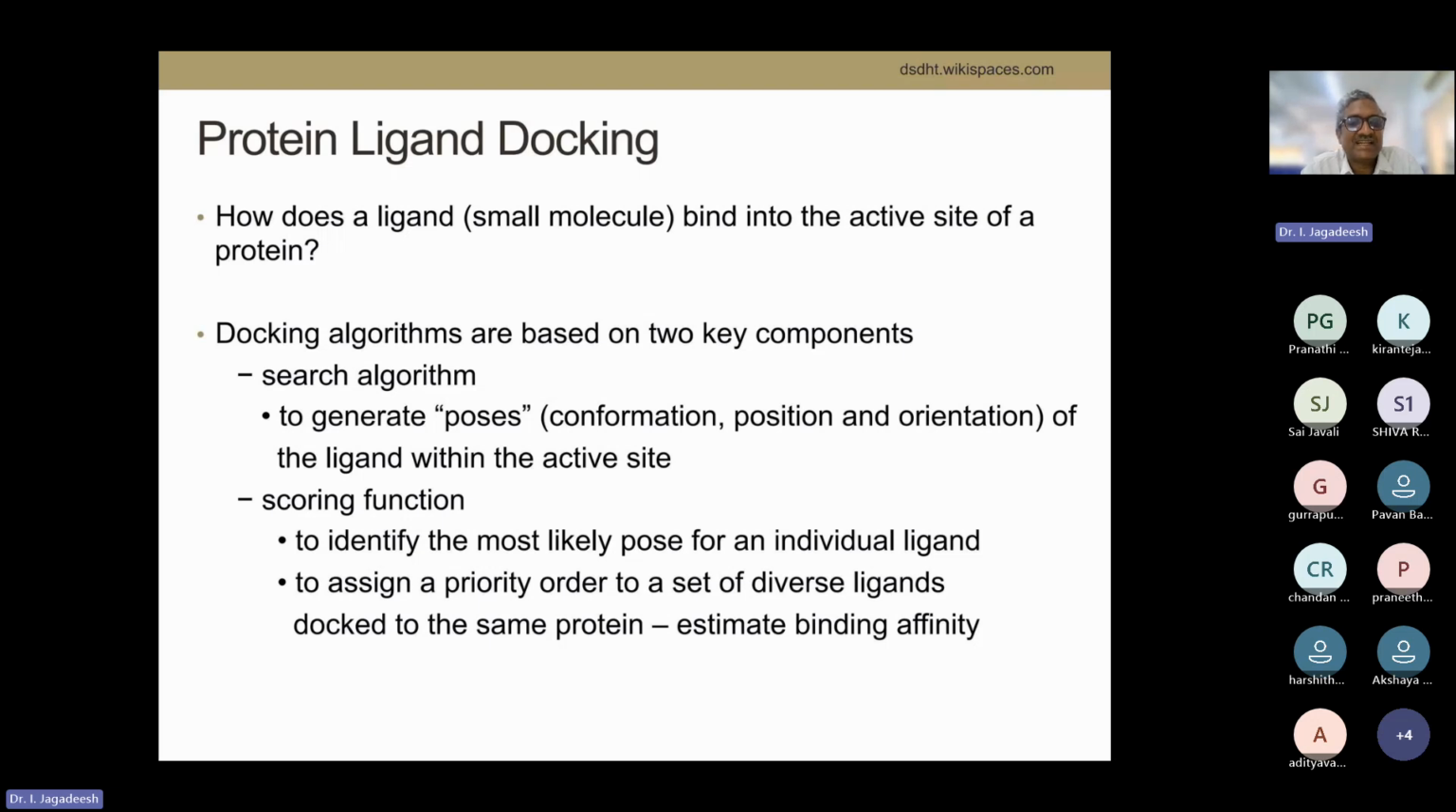So first we are generating the poses, then we are assigning the score. To assign the priority order, we set the diverse ligands locked in the same position and estimate the binding affinity. When the score is very high, the drug-like moiety is very high, so we will pick those up first for further progression. Previously we applied a filter mechanism; here we will further filter them in the docking studies, reducing the number before going to our regular lab work, that is animal studies and clinical trials.